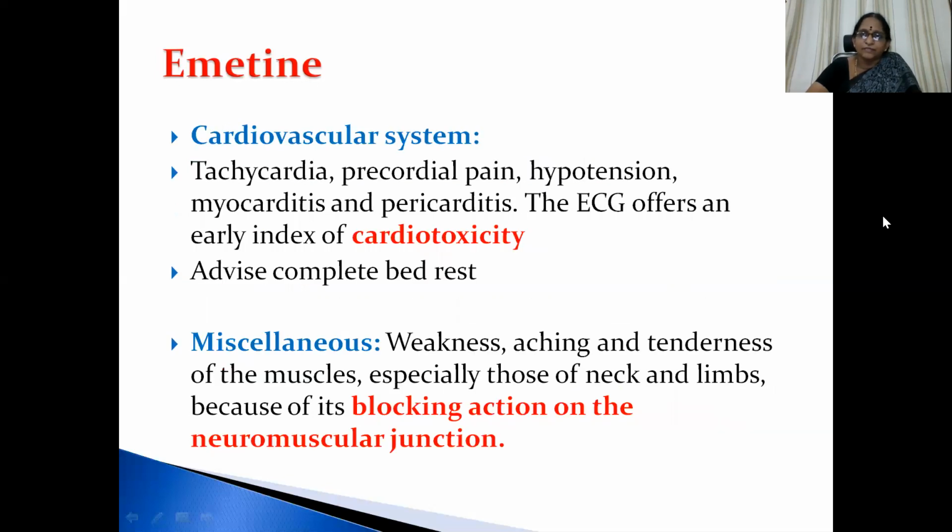Then the cardiovascular system. What are the dreadful side effects that it is going to produce? Tachycardia, precordial pain, hypotension, myocarditis, pericarditis, so many. We can discover this just by taking an ECG just before the treatment. Whenever we start emetine treatment for any patient, after the treatment has started we have to observe by taking repeated ECGs, because it gives an early index of cardiotoxicity. So ECG is a must.